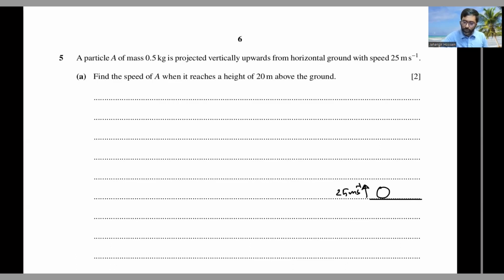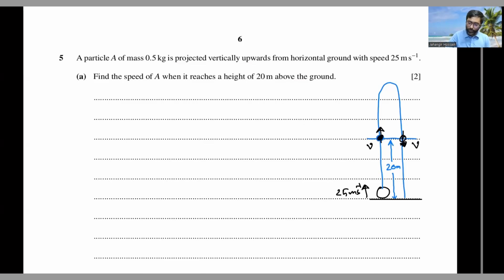Okay, so what happens to its motion? It moves to its greatest height, then returns back to the ground. Now, we need to find the speed of the particle when it is at a height of 20 meter above the ground. So this is 20 meter. So what will be the speed here? Whether it is moving up or moving down, in both cases the speed will be the same because the acceleration is constant.